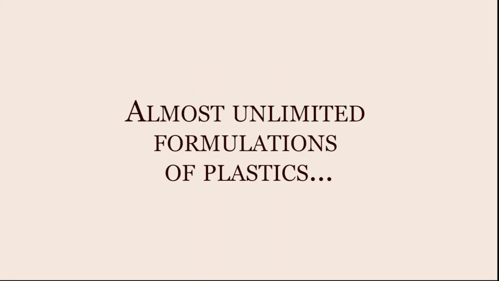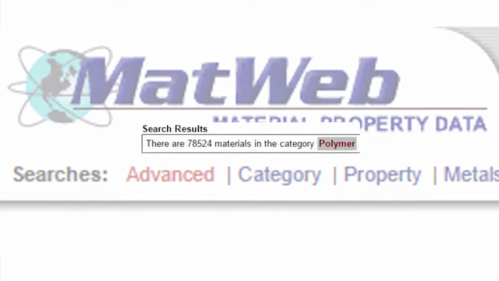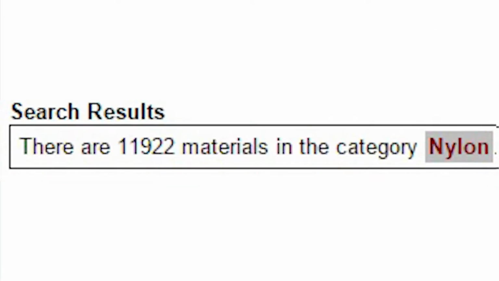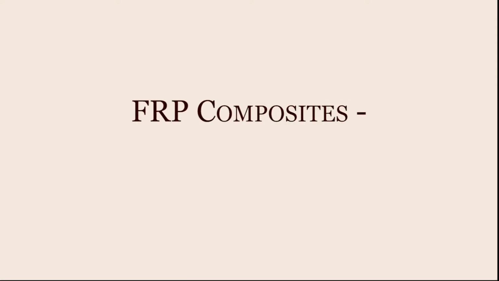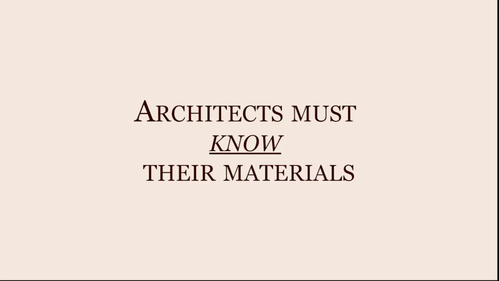There are so many variations possible in the design of plastics that the materials website MatWeb lists over 78,000 plastics. 11,000 of them are nylons. All of these plastics have different properties. In fact, FRP composites are a true designer material that allows an engineer to specify the exact properties required for a given application. An architect usually will not directly specify a plastic, but when dealing with industry sources and fabricators, it is useful to know what are the constituents of plastics and FRPs.